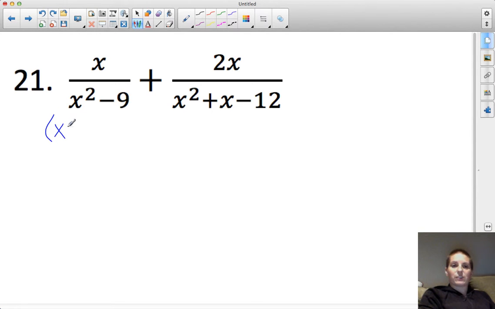This first one factors to be x plus 3 times the quantity x minus 3. That's that difference of perfect squares. The second one is hopefully a good familiar one, x plus 4 and x minus 3.